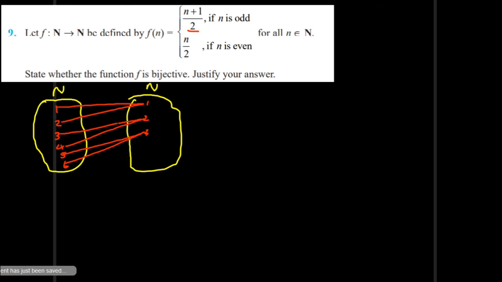But here, listen, every element of the codomain has a pre-image in the domain. So 1 has a pre-image, 2 has a pre-image, 3 has a pre-image, 4 also has a pre-image, etc. So this is onto. So the function is not one-one, but onto. Therefore this is not a bijective function.